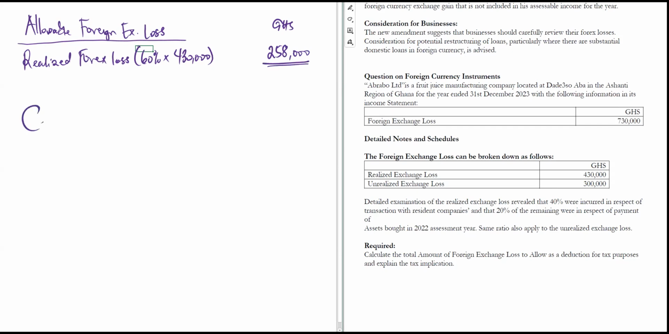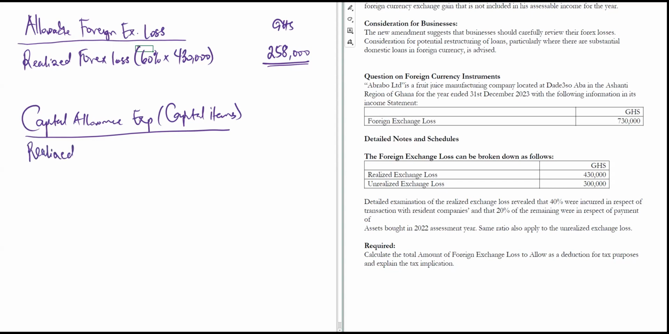But let's come to capital allowance expenditure. How much can go into capital allowance expenditure? The one that relates to capital items. Do you remember? How much of this related to capital items? It told us that 20% of the remaining were in respect of assets that were bought in 2022, right? So when we talk about the realized portion, no, it wouldn't be 60%. Do you know why? It should be 40.